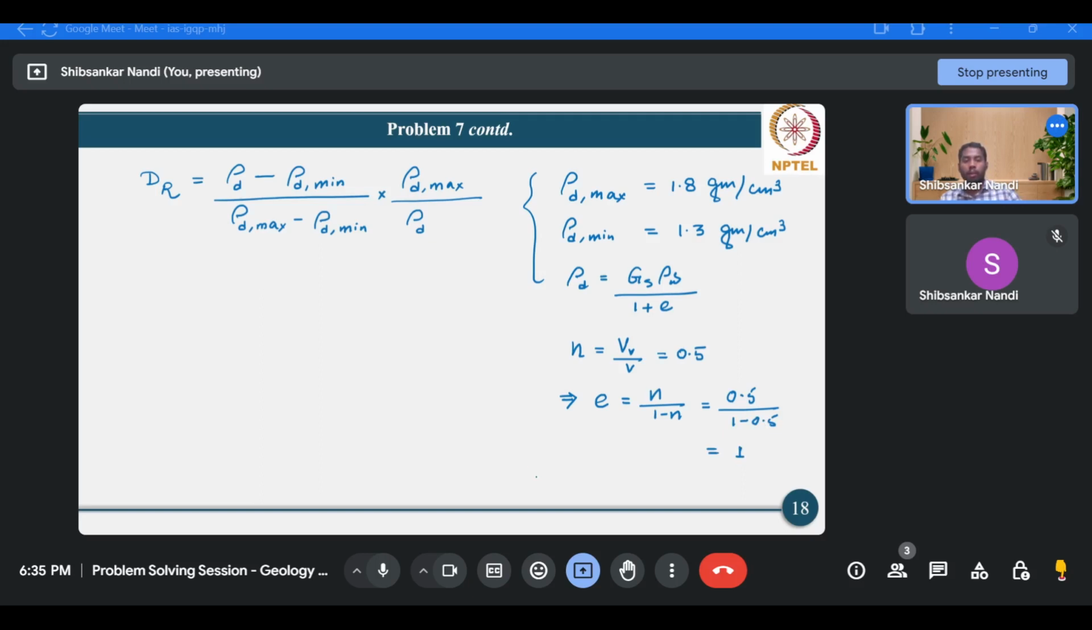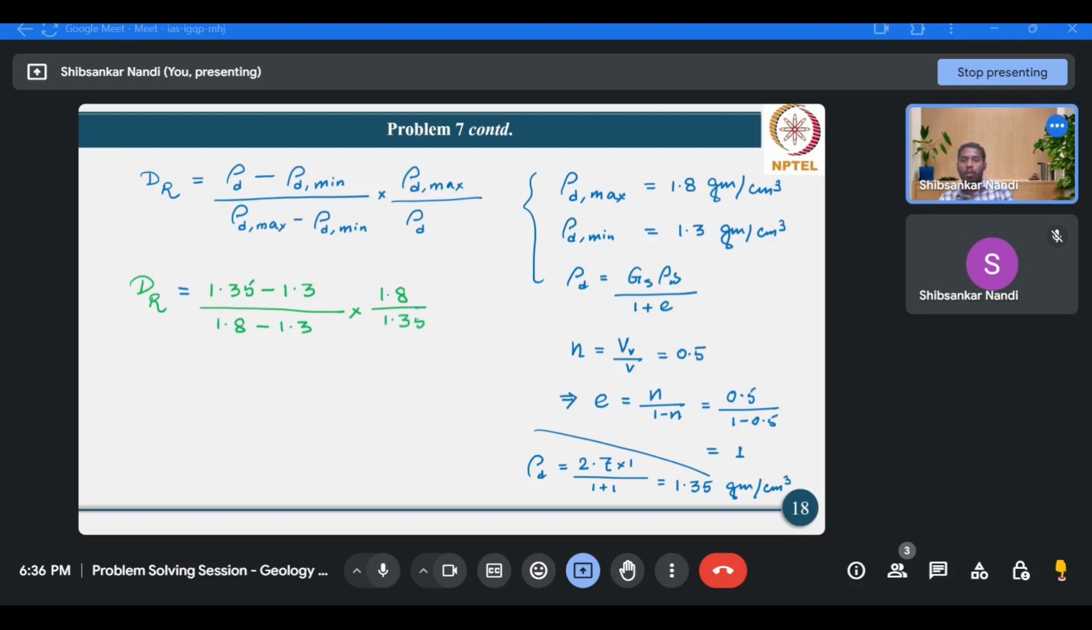So rho D will become 2.7 multiplied by 1 divided by 1 plus 1, that means 1.35 gram per centimeter cube. Now we can substitute the values in this expression. So rho D is 1.35, rho D min is 1.3, rho D max is 1.8.